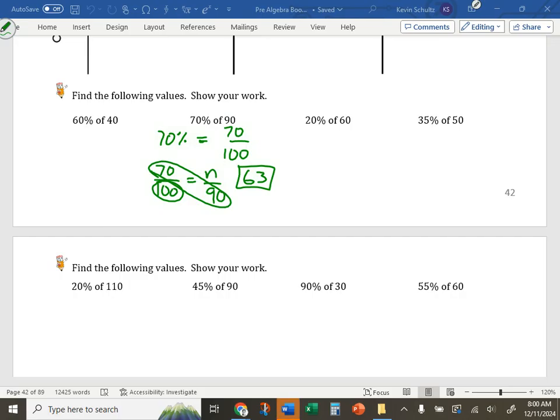What's another thing you could have done if you didn't use cross products? Callie? Simplify. Yeah, what would you simplify 70 over 100 to be? Seven tenths. 70 over 100 would simplify to be 7 tenths. And then set that equal to something over 90. Now we have this scale factor of multiplying by 9 to get from 10 to 90. Multiply by 9: 7 times 9 gives us 63. Same answer here.